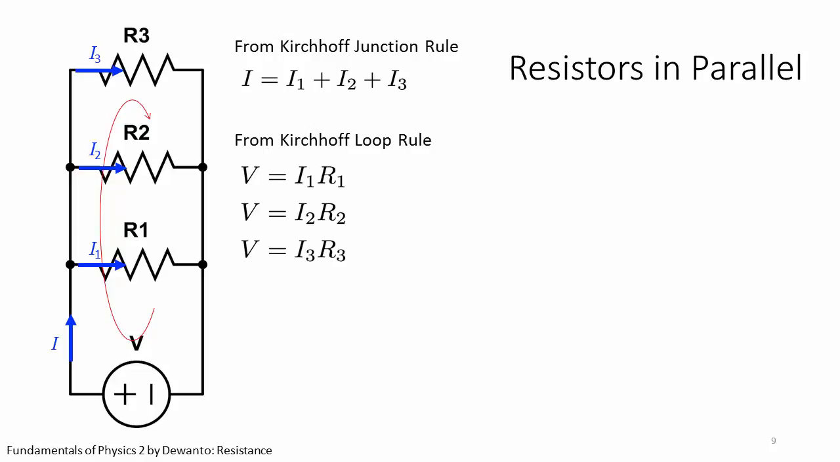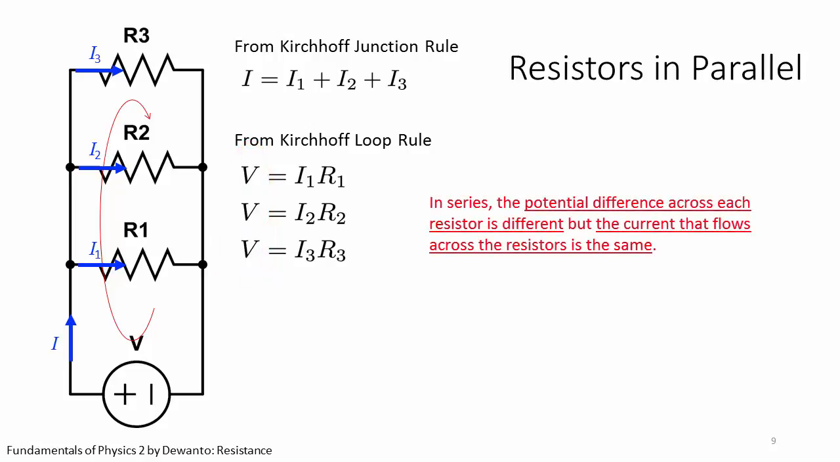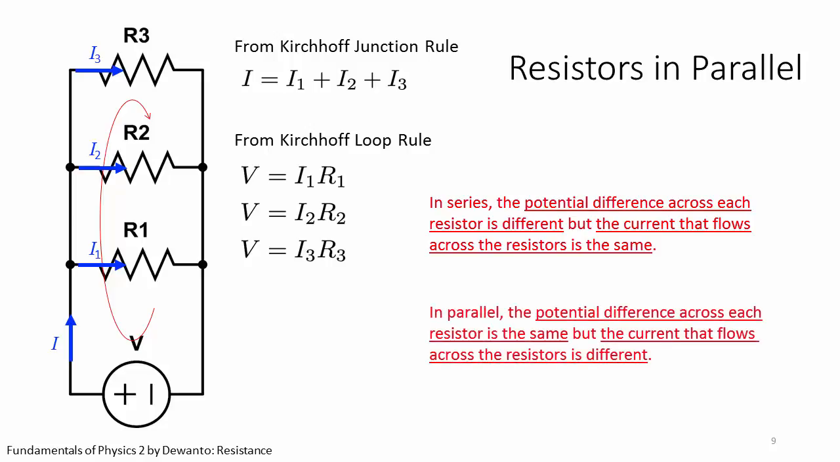Notice that the potential difference across each resistor is the same. Just now, when we were dealing with resistors in series, the potential difference across each resistor was different, but the current that flows across the resistors was the same. In the parallel case, it is the other way around. The potential difference across each resistor is the same, but the current that flows across the resistors is different.